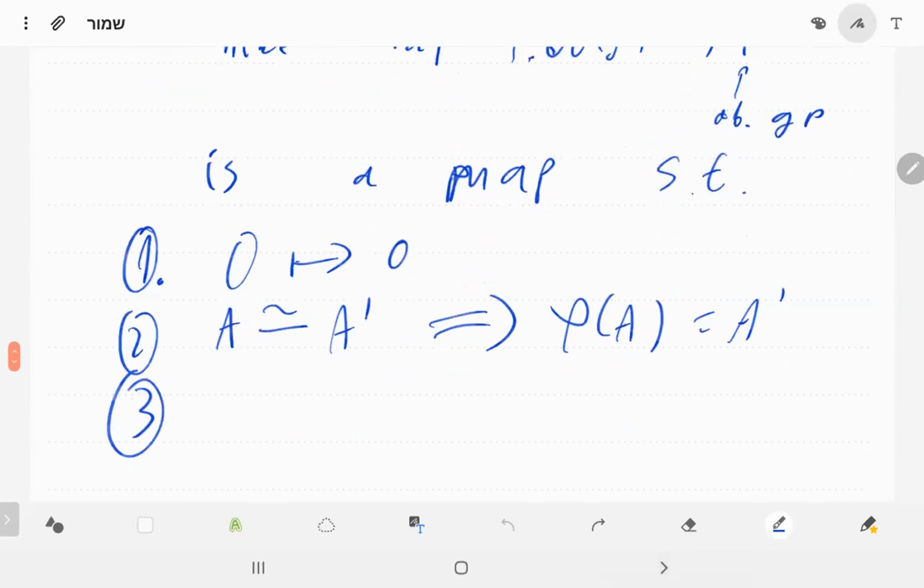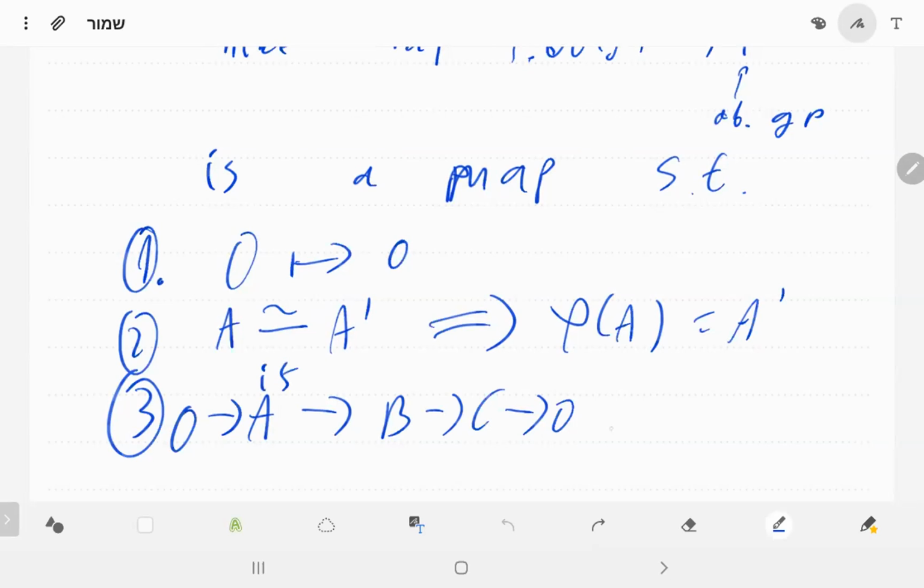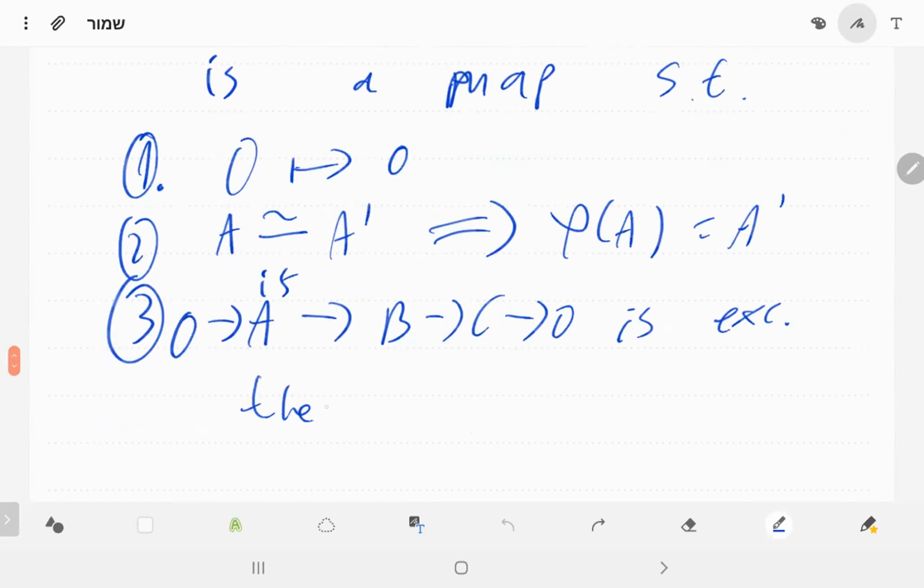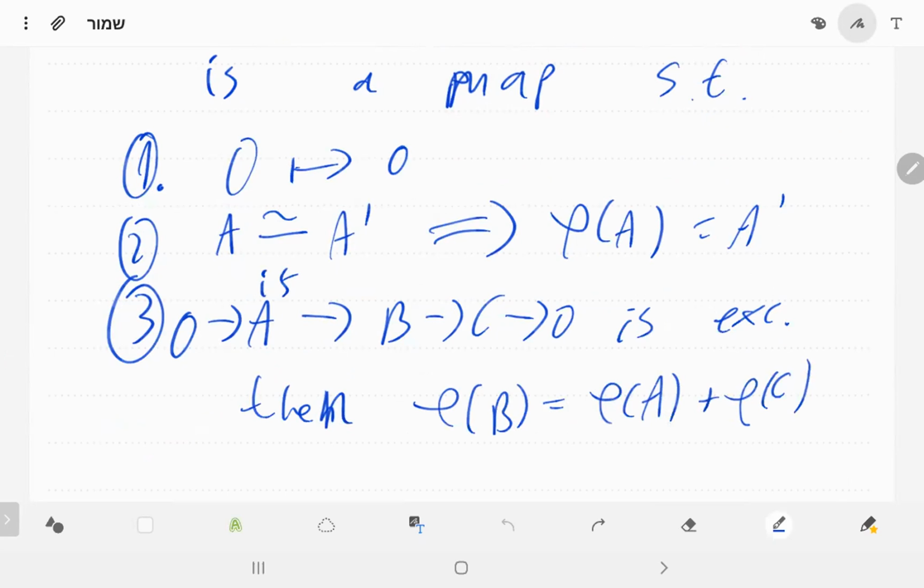And 3, if we have an exact sequence like this. Each time you see a short sequence like this, and if nothing says otherwise, usually this sequence is exact. So if this is exact, then phi of B equals phi of A plus phi of C. Just nitpicking, you need to write phi before the A prime at stage 2.